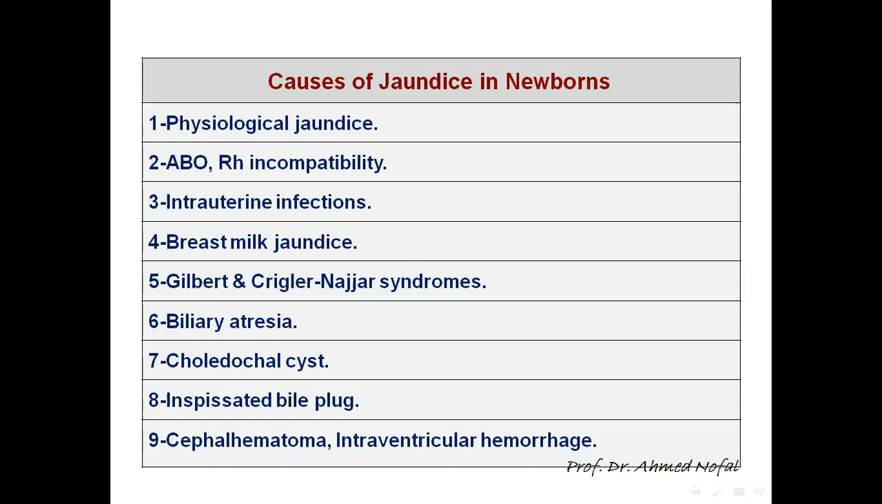Common causes of jaundice in newborns: physiological, ABO or Rh incompatibility, intrauterine infection, breast milk jaundice, Gilbert and Crigler-Najjar syndrome, biliary atresia, choledochal cyst, inspissated bile plug, cephalhematoma, and intraventricular hemorrhage.